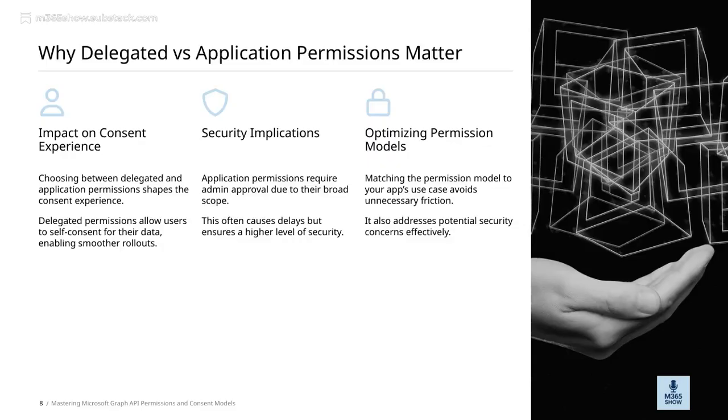Now, the choice between delegated and application permissions also impacts the user's consent experience. Delegated permissions allow users to self-consent for their data, which often results in smoother and faster rollouts. So, understanding these differences helps you select the right approach for your app, balancing security with user experience, all while aligning with your overall goals for a seamless and secure integration.